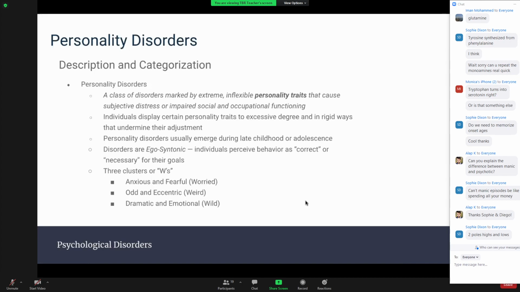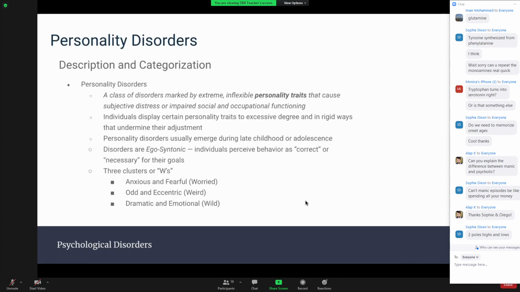These personality disorders, there are quite a few, and they're clustered into 3 categories. One way that's even easier to remember the categories is the 3 W's: the worried, the weird, and the wild. The worried is the anxious and fearful, the weird is the odd and eccentric, the wild is dramatic and emotional. I urge you to think about them as the 3 W's, because instead of remembering all of these different adjectives, you just remember 3 W's and think, does that adjective fit a worried, a weird, or a wild?